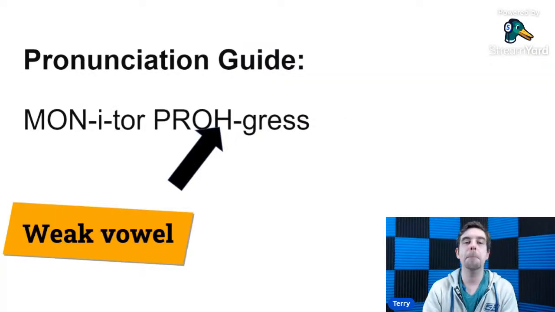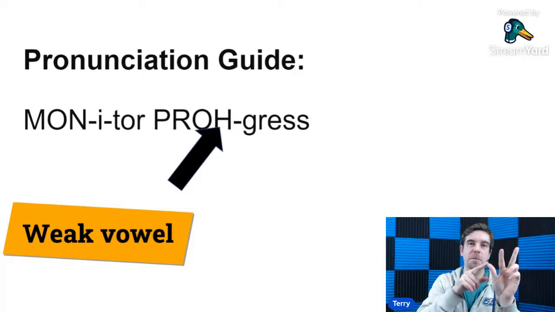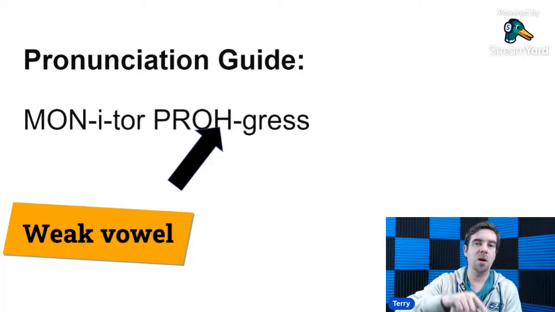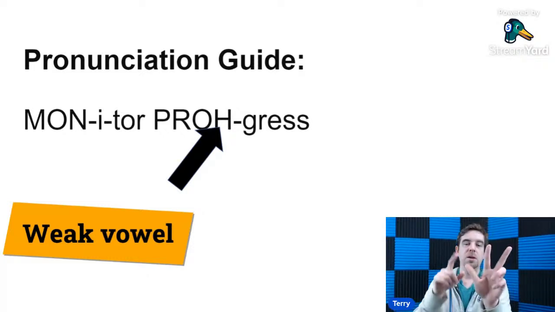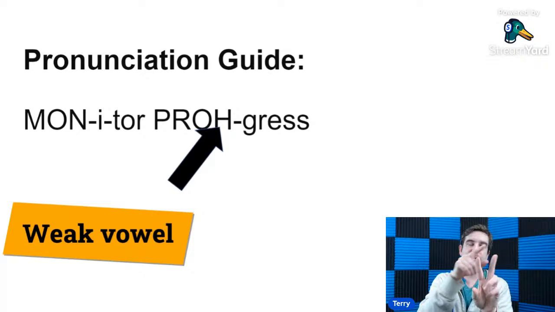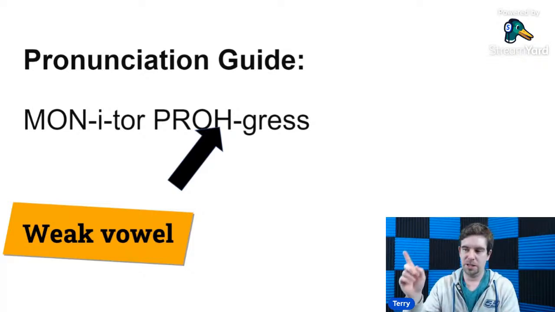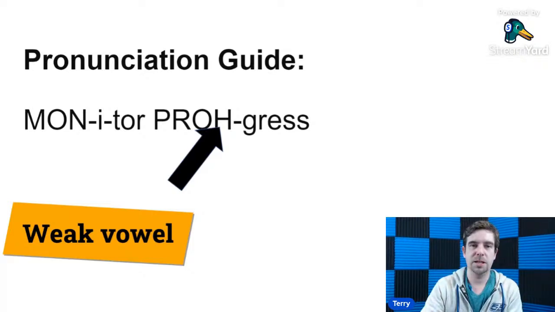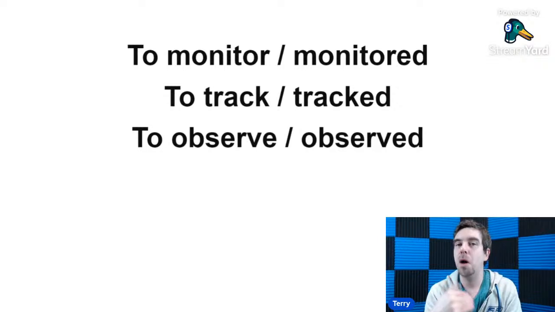So when we have monitor, you've got 3 syllables, monitor. It's not monitor like in other languages, but monitor. Monitor progress. So remember, monitor progress. Monitor progress. Okay. And again, to monitor in the past, the pronunciation is monitored.